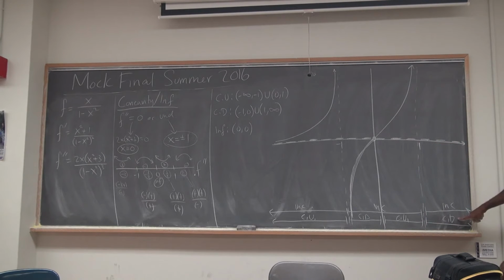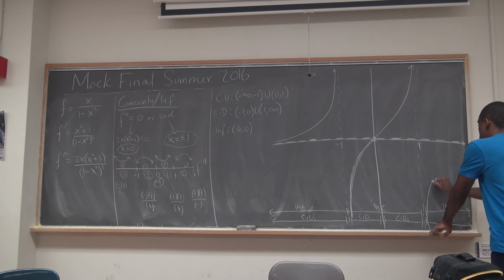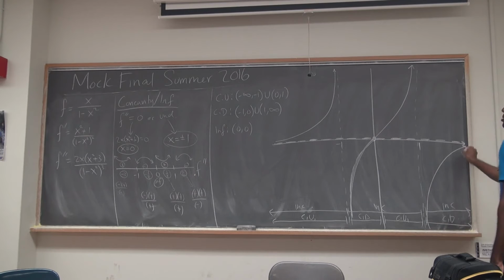Here I'm increasing concave down. So I'm going up but I'm shaped like a frown. You're below the axis. You have to be below, and then stay below. And that's your graph.